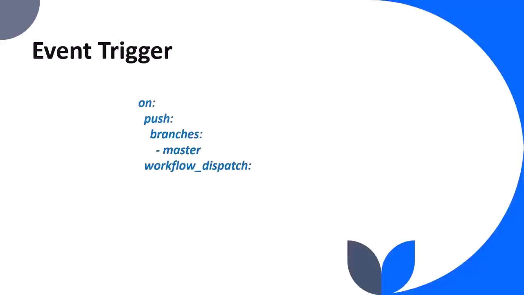In the event trigger, the workflow triggers on push event to the master branch, and also allows manual triggering with workflow dispatch. So what is manual triggering with workflow dispatch? Workflow dispatch is an event in GitHub Actions that allows you to manually trigger a workflow run. When you include workflow dispatch in your workflow file, GitHub provides a button in the GitHub Actions tab, allowing you to trigger the workflow run explicitly.